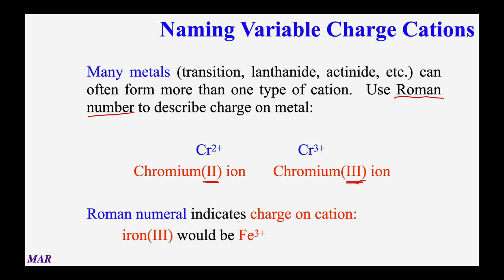And conversely, if you see, for example, on the bottom, iron Roman numeral 3, that would mean iron +3. And iron Roman numeral 2 would be iron +2, etc., etc.